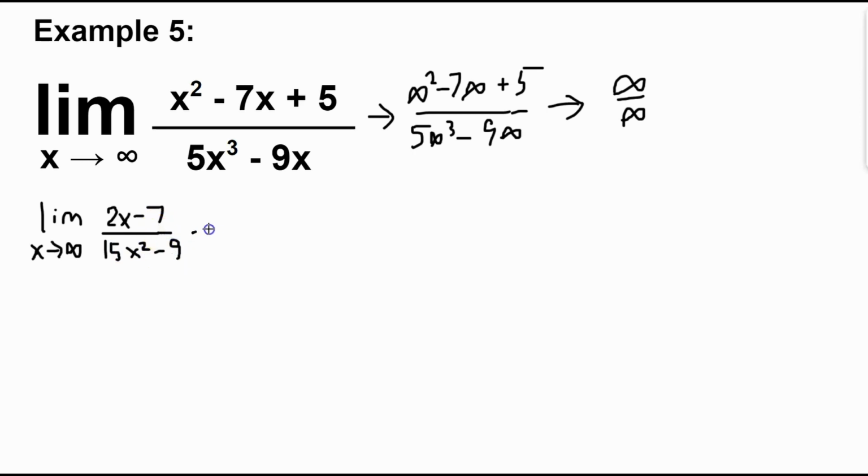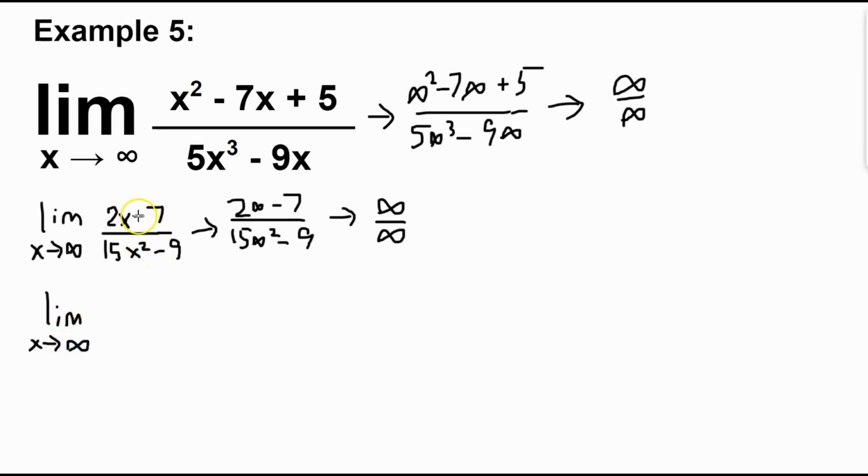So again, let's substitute in infinity. So 2 infinity minus 7 over 15 infinity squared minus 9. Well, it looks like this evaluates to infinity over infinity again. So we got the same indeterminate form twice. What do we do? Well, you take L'Hopital's rule again. Sometimes you're going to have to take L'Hopital's rule multiple times, and it can get annoying, especially if you're dealing with e's that just won't go away.